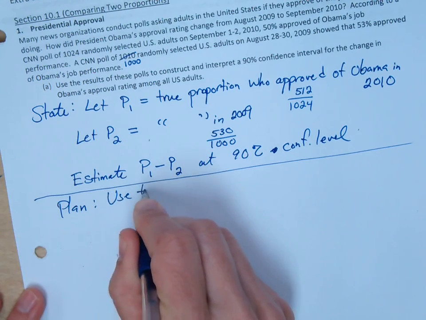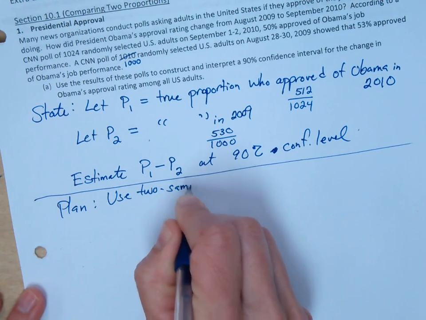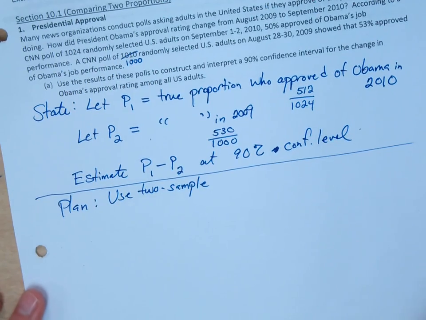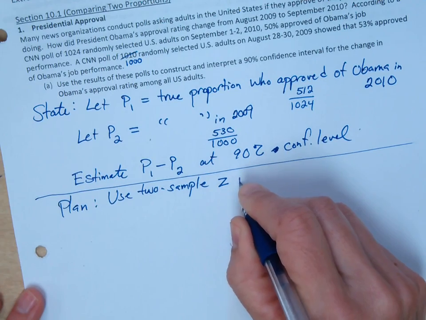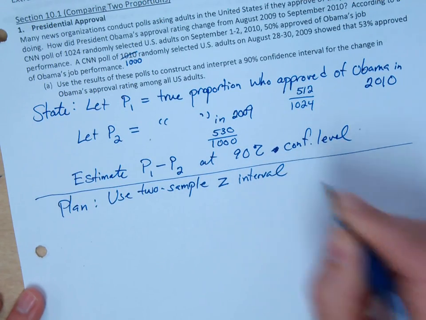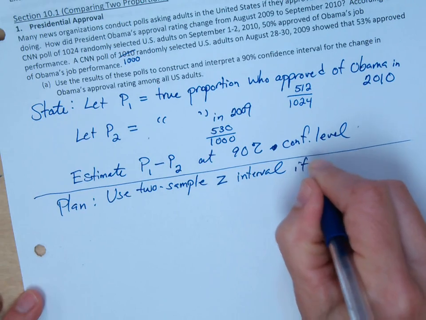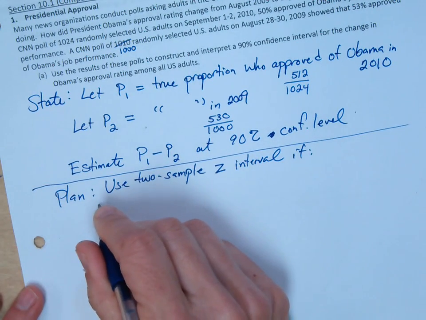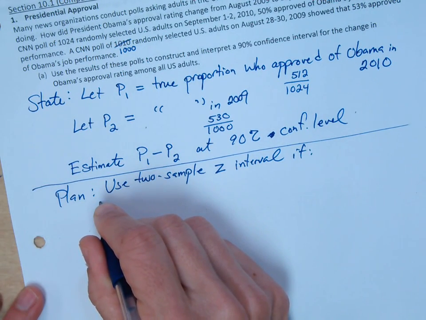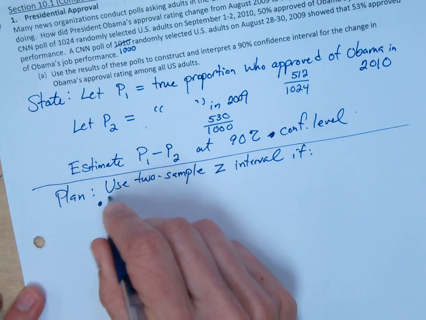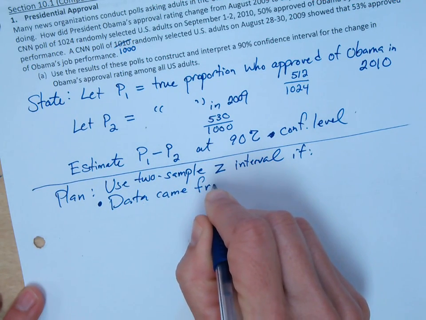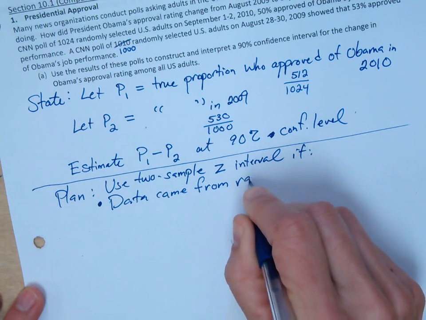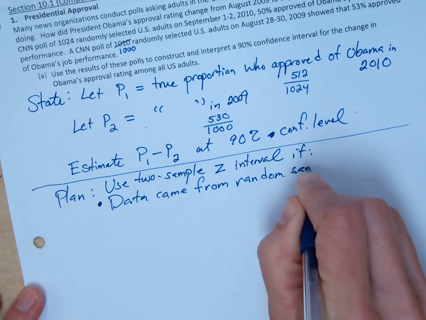So our plan is, the name of this would now be a 2 sample. Is it Z or T? Z, good. Proportions is always Z. So use a 2 sample Z interval, if our 3 conditions are met. So the random one is still the same. If the data came from a random sample, which did it? Yeah, it says randomly selected. So that's the easy one.